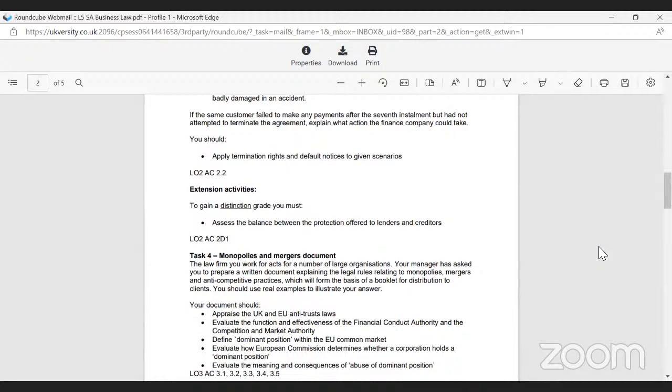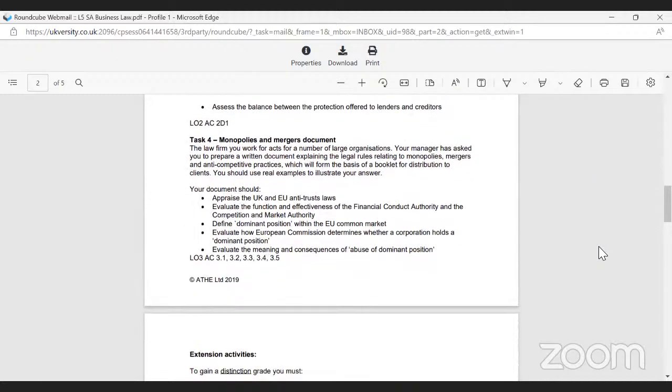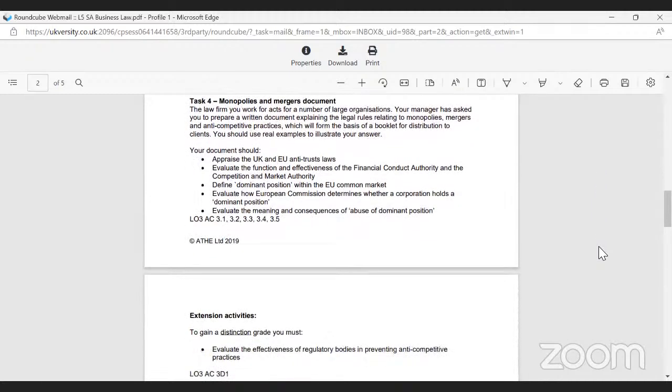What is distinction? That's the highest mark. You get pass, merit, or distinction. So if you do that little part, which says to assess the balance between the protection offered to lenders and creditors, you will be able to achieve a distinction. If you want to achieve a better mark, you will have to do that extension activity. That's learning outcome 2 as well.